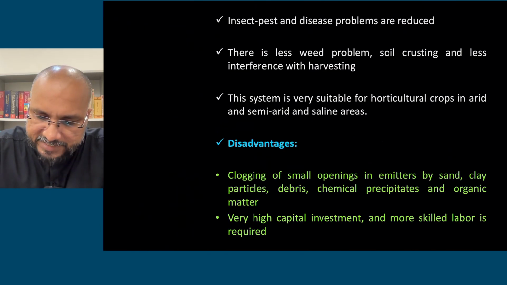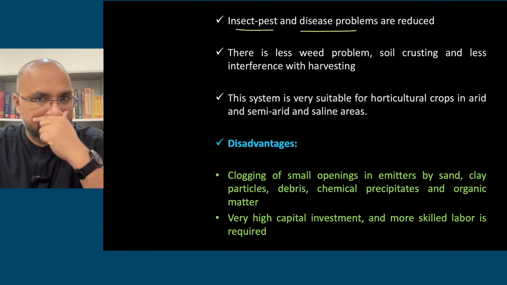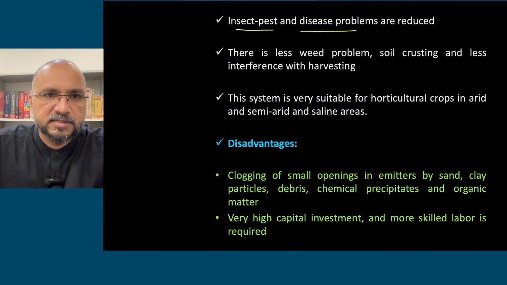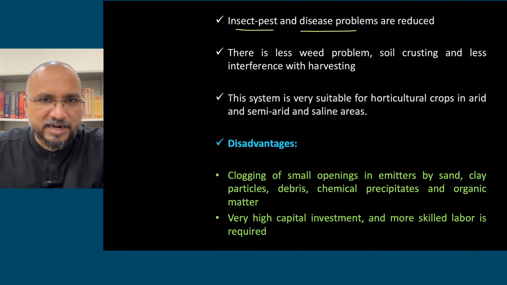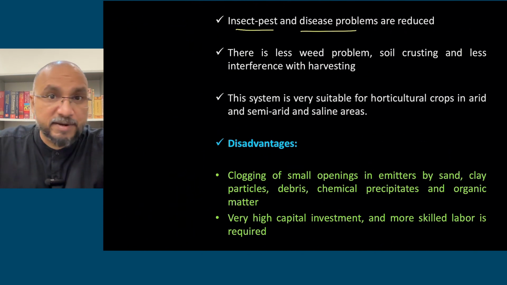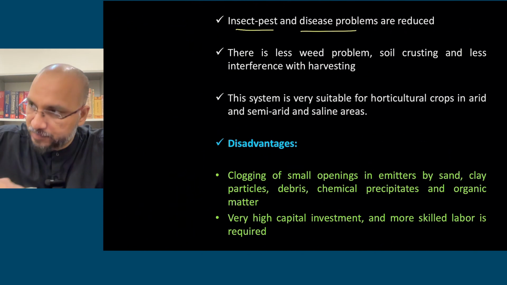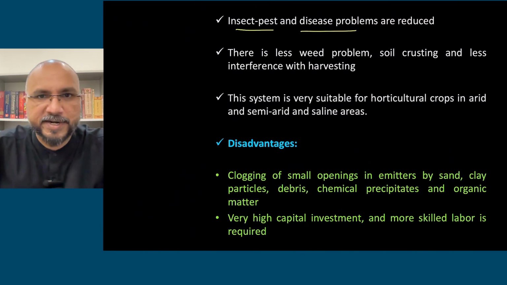So insect pest and disease problems are reduced. So once a particular plant is diseased, suppose कोई bacterial disease है या फिर कोई fungal disease है, wilt है, so if one plant is affected, through irrigation water, एक plant से दूसरे plant में पूरे field में spread हो सकता है.